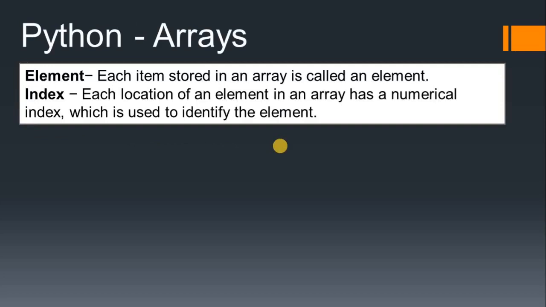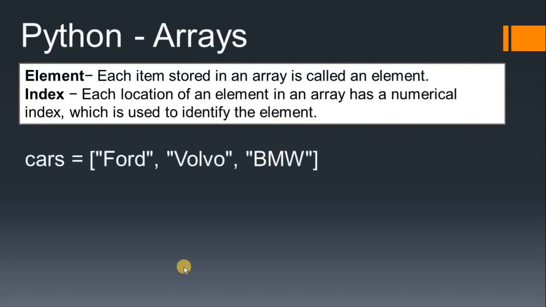Now we will see the concept of element and index. If we take this example, these are the elements. What is an element? Each atom stored in an array is called an element. These are the three values, and each atom is known as an element.